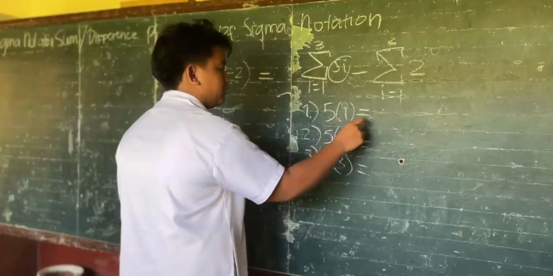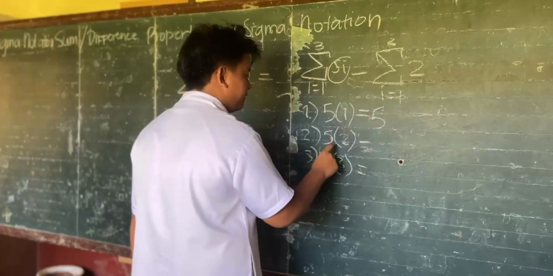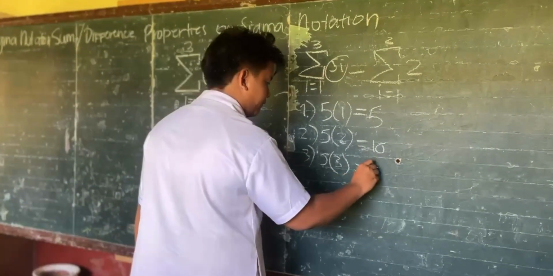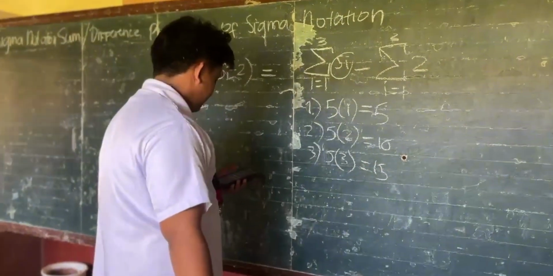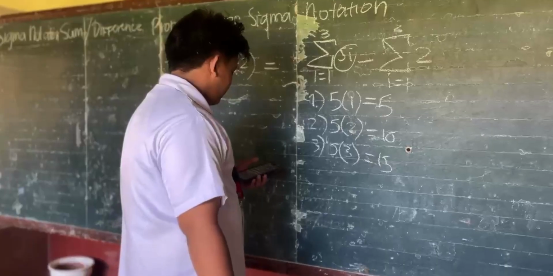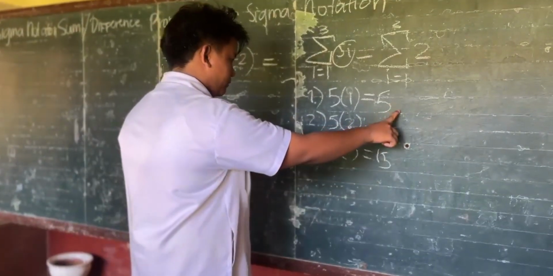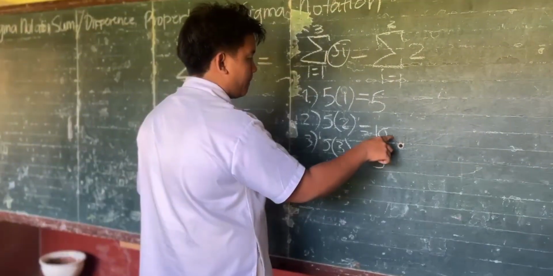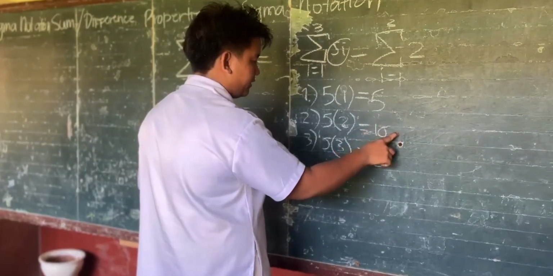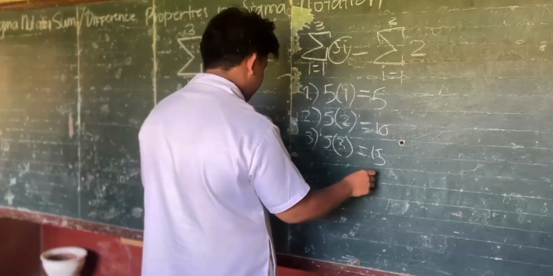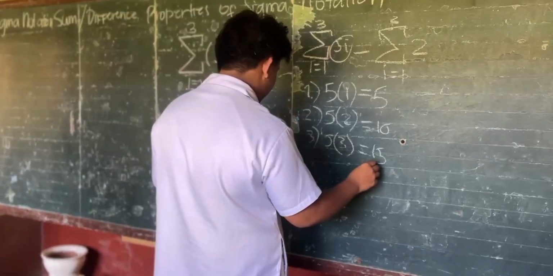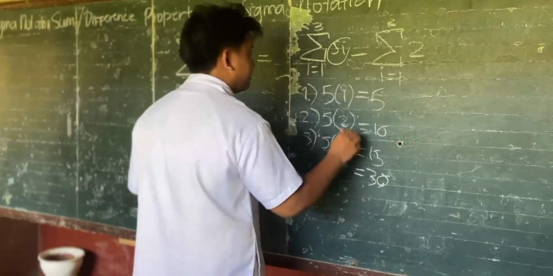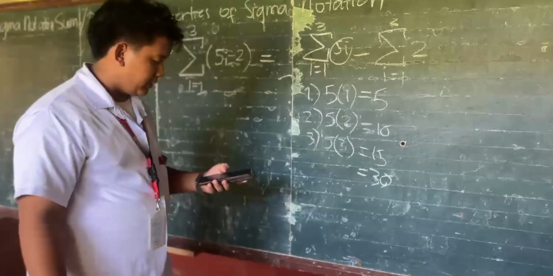So 5 times 1 is equal to 5, and 5 times 2 is equal to 10, and 5 times 3 is equal to 15. And after that, we are going to add all the sums that we got. So 5 plus 10 is equal to 15, and 15 plus 15 is equal to 30. So our sum in the first term is equal to 30.